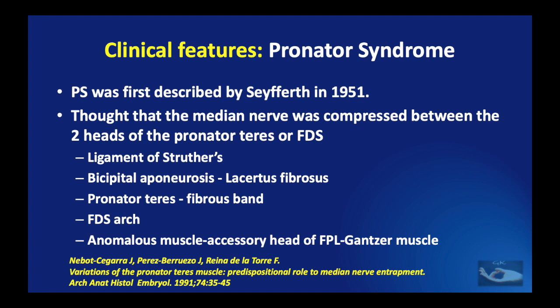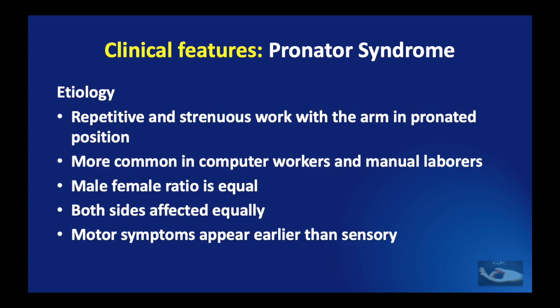The Pronator syndrome was first described in 1951. It was thought that the only reason for the median nerve compression in this syndrome was between the two heads of the Pronator teres or the FDS. Later it was found that the ligament of Struthers, the bicipital aponeurosis, the fibrous band of the Pronator teres, FDS arch or anomalous muscle like the accessory head of the FPL could also cause this syndrome. The etiology is either repetitive and strenuous work with the arm in pronated position, and it is more common in computer workers and manual laborers.